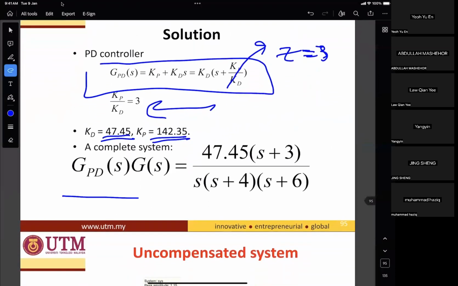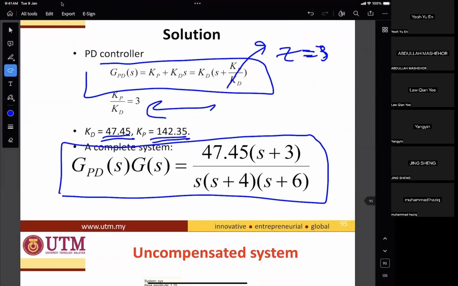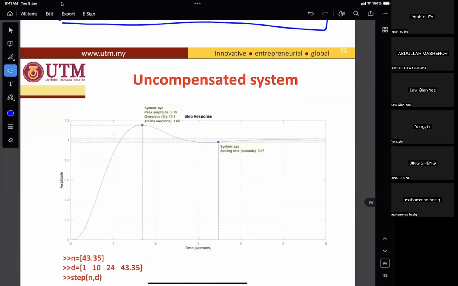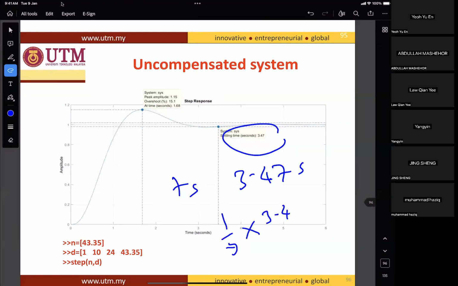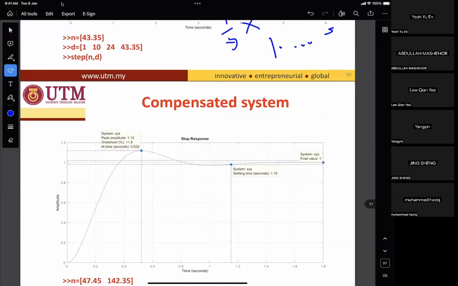And then you get the final controller, GPD equals 47.45 (s plus 3) multiplied with s plus 4 and s plus 6. So make comparisons. This one is before design, which will give you 3.47 settling time. We want one third of 3.47, which is 1 point something. And when we apply the PD controller, the settling time is 1.15, reduced 3 times.